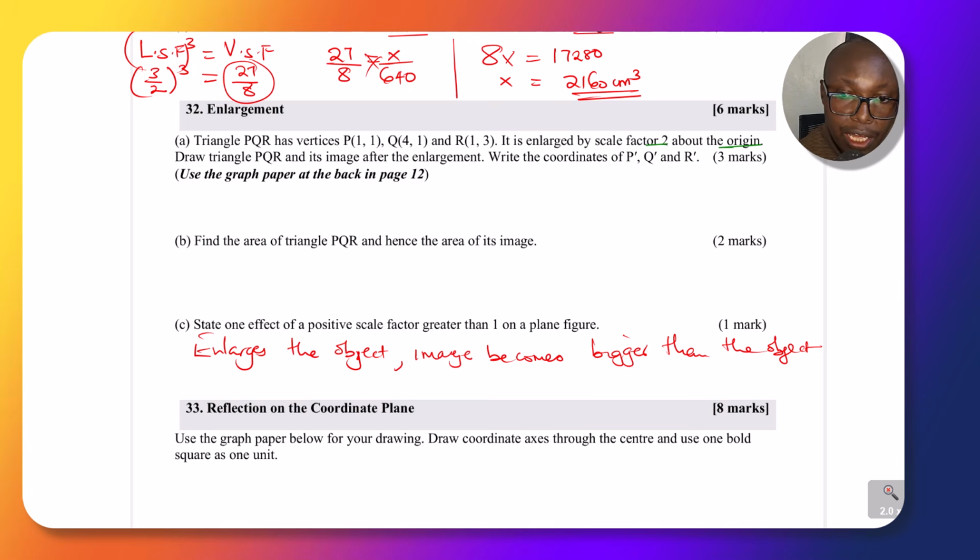That is the same thing, but just saying it enlarges the object is the same. So if the scale factor is negative, what is the effect? If it is negative, let's say -1, the difference is that the object and the image are on opposite sides of the center of enlargement. That is, when the scale factor is negative, the object and the image are on opposite sides of the center of enlargement.